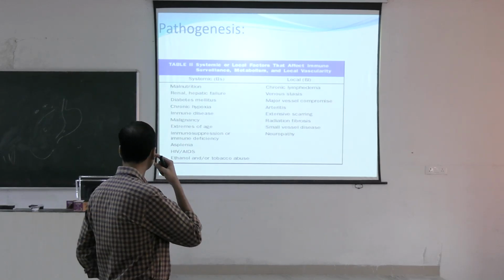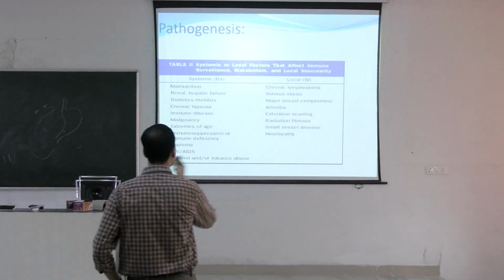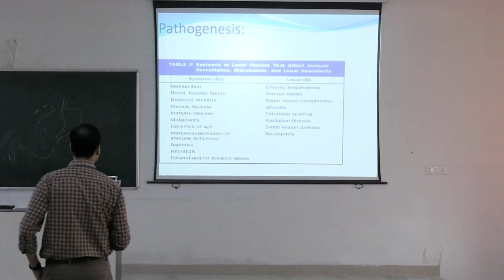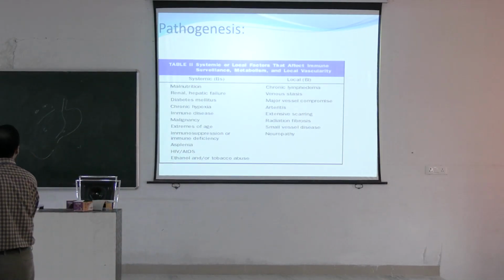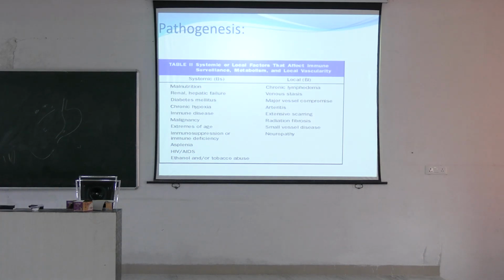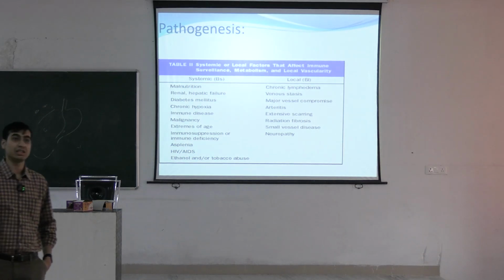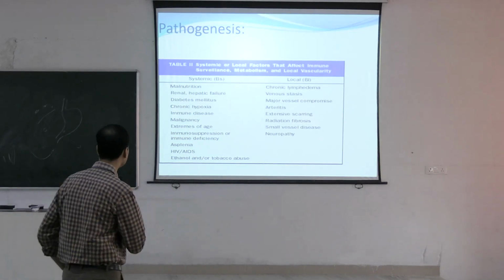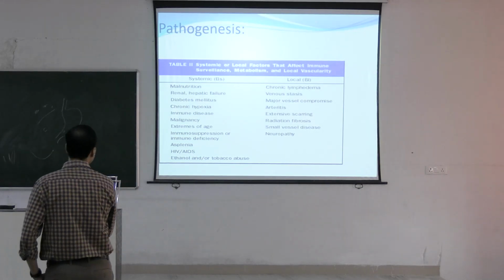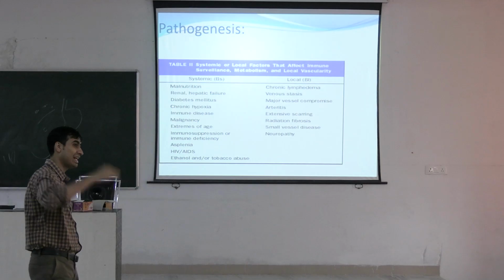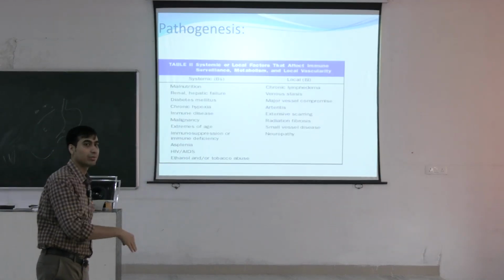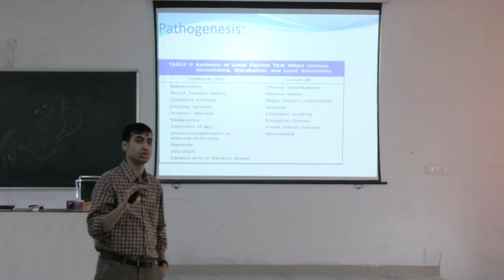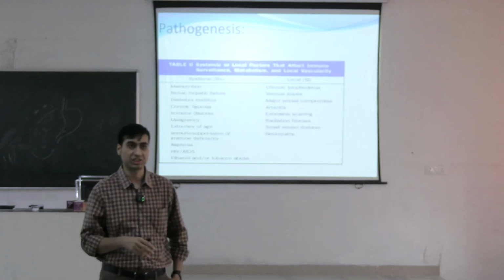So, what are the causes in the pathogenesis, systemic and local? The systemic causes are malnutrition, renal failure, hepatic failure, diabetes mellitus, and chronic hypoxia. You need to have oxygen in the body. If oxygen is deficient, again there is growth of microorganisms. Also immune disease, malignancy, and extremes of age, the very elderly patient and the very young patient, where the immune system is not robust enough to prevent the infection from happening.